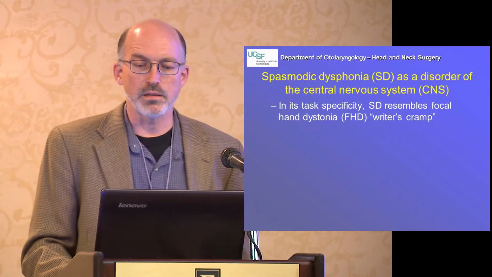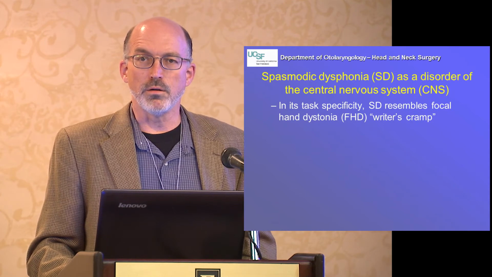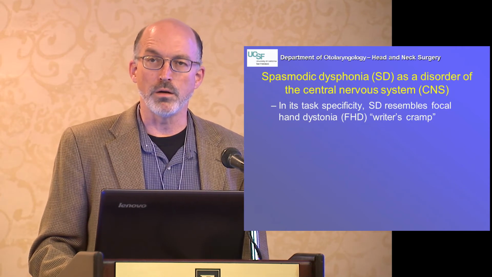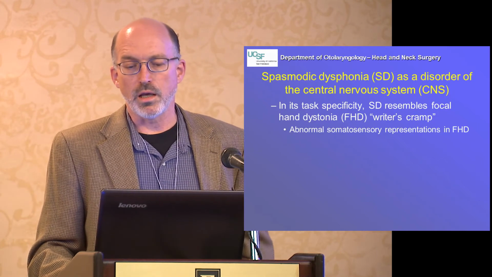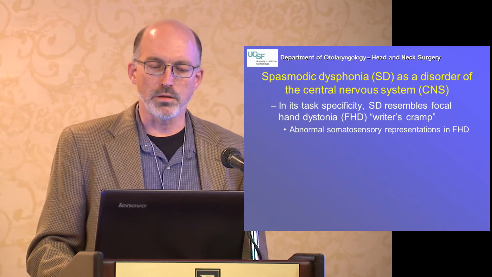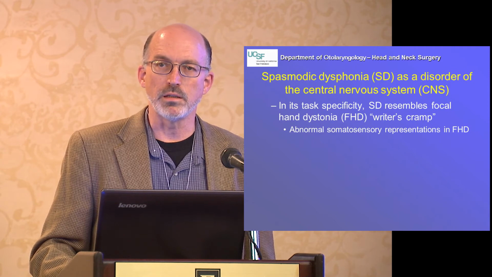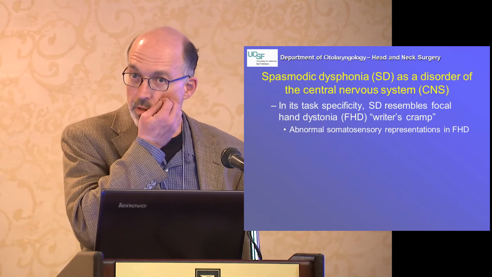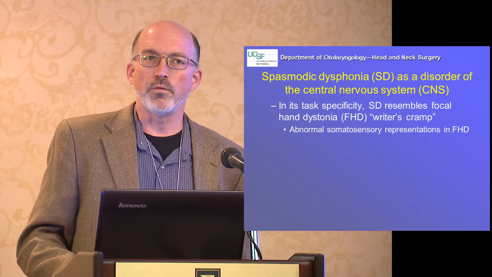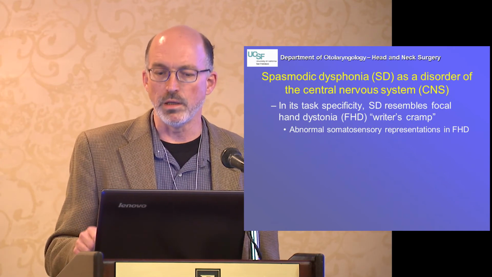And in its task specificity, SD resembles another neurologic disorder called focal hand dystonia, better known as writer's cramp. What's significant about this is that focal hand dystonia, studies have shown, is associated with abnormal somatosensory representations and has been theorized to result from a runaway feedback process of the sensory motor loops governing hand movement.